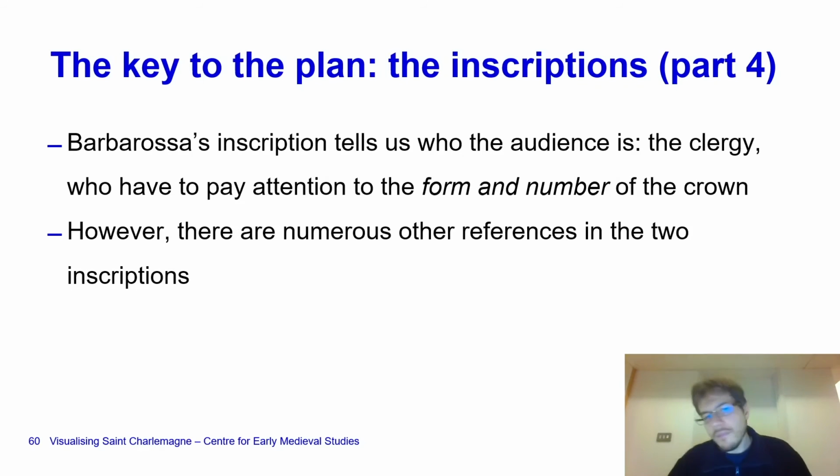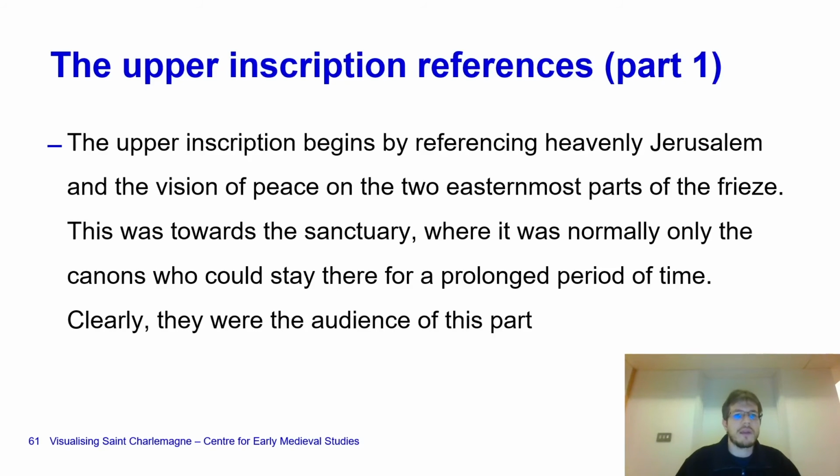Now Barbarossa's inscription tells us who the audience is, and that is the clergy, who have to pay attention to the form and number of the crown. However, there are numerous other references in the two inscriptions. The upper inscription begins by referencing heavenly Jerusalem and the vision of peace on the two easternmost parts of the frieze. This was towards the sanctuary, where normally only the canons could stay for a prolonged period of time. So clearly they were the audience of this part. It would also be the king who was crowned there.